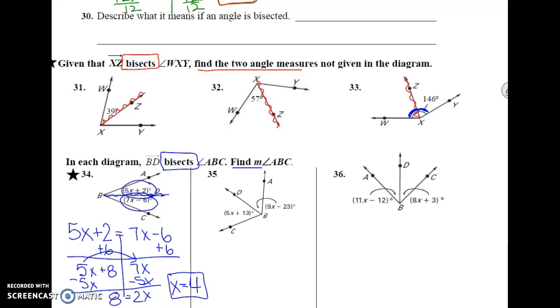Read the question one more time. It does say find the measure of ABC, and A to B to C is the whole thing. So I'm going to take this 4 right here, and I'm going to plug it into the easiest part. And again, I like addition whenever possible. So if I plug it into the top, 5 times 4 plus 2 would be 20 plus 2. This part is 22 degrees. So I know this part must also be 22 degrees. So the measure of angle ABC must be 44 degrees.